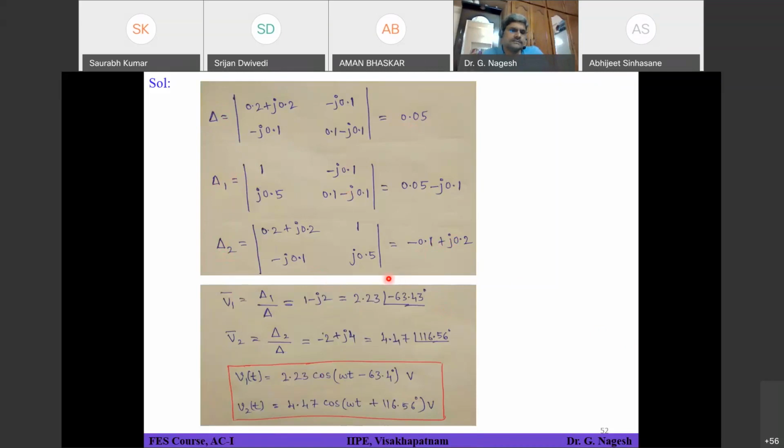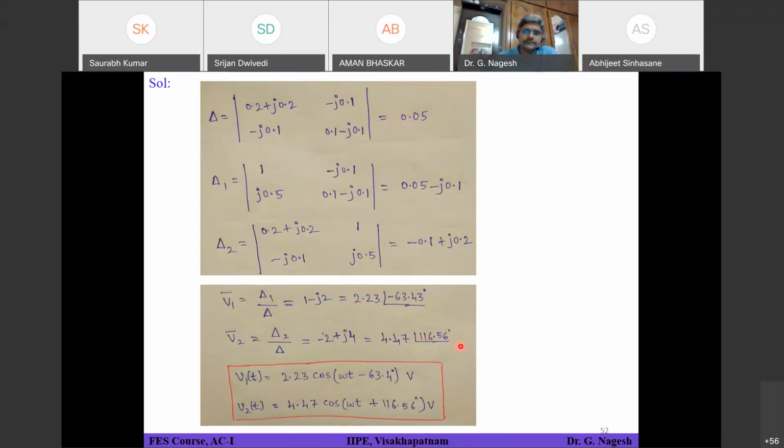This is simple mathematics only, so you should be able to do this. No much complexity in this. You are going to get V1 and V2 in phasor form as this one. V1 is 2.23 at an angle of minus 63.43 degrees and V2 is 4.47 at an angle of 116.56 degrees. You can simply convert that phasor into an equivalent time domain function as shown here.